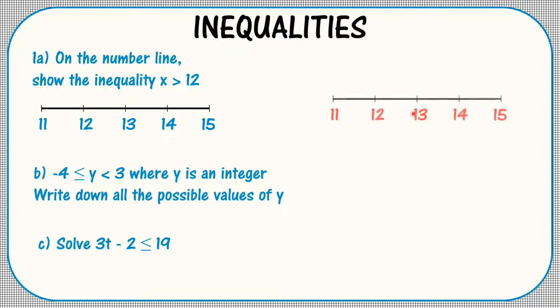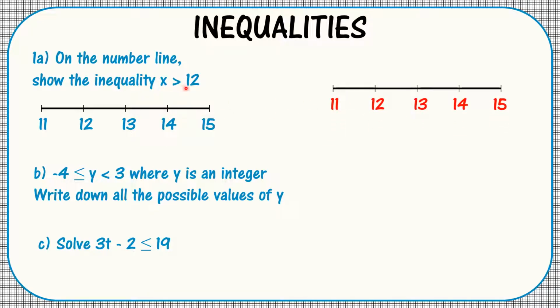You draw the number line. As you can see, x is greater than 12. You draw an open circle at 12 and you draw an arrow going towards the right.